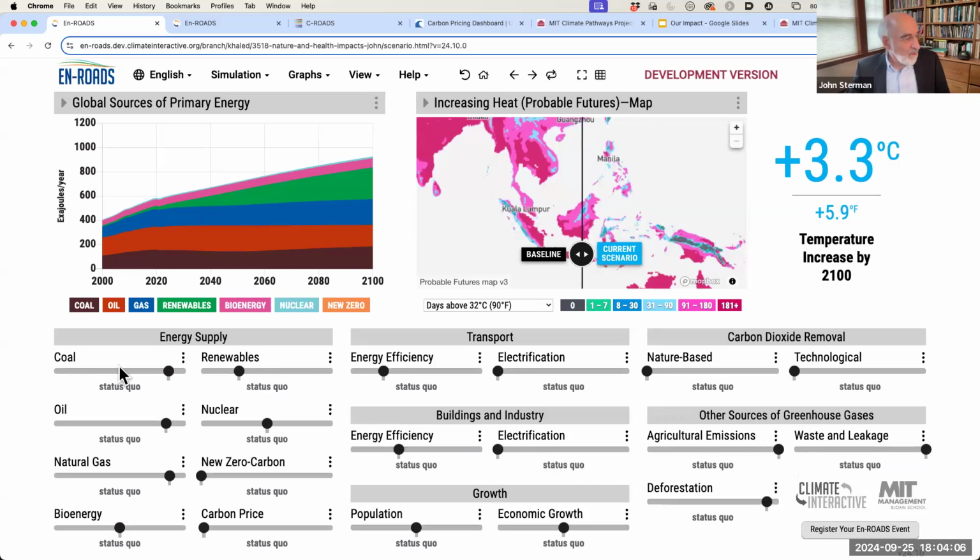So we've got more room on the left. If you were to drag, and I'm not going to do it right now because it's up to you to tell me what you all want to try. But if you were to drag this to the left, the farther to the left that it goes, the more aggressive are the policies and actions that would disincentivize or reduce coal.